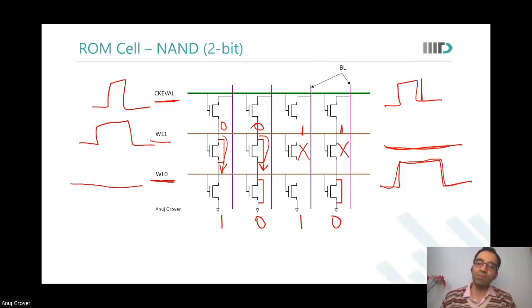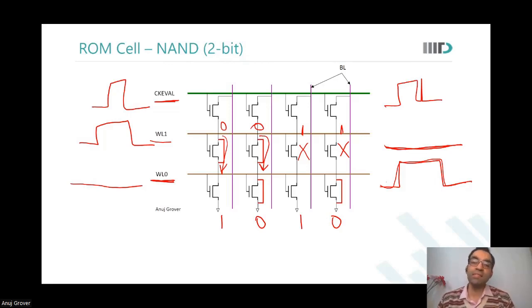So that is how ROM cells are designed. It is not that you just connect or program on the source side or drain side and nothing would happen. You have to be very aware of the impact that your programmation can have on the overall robustness of the ROM.